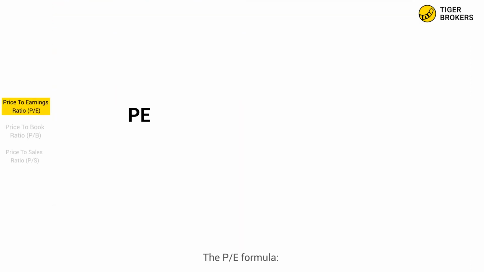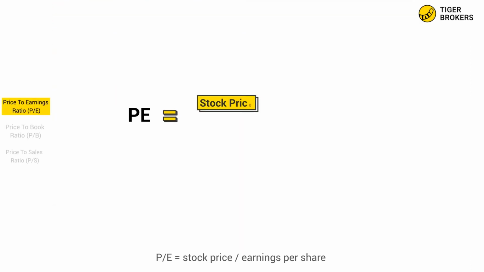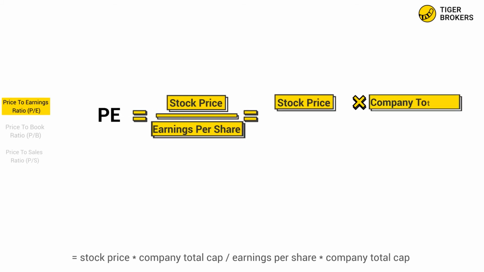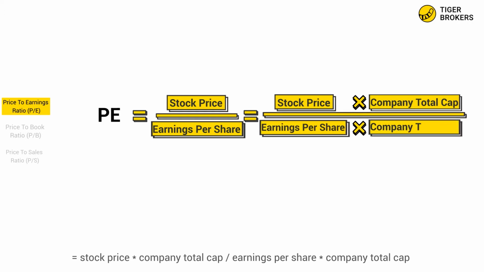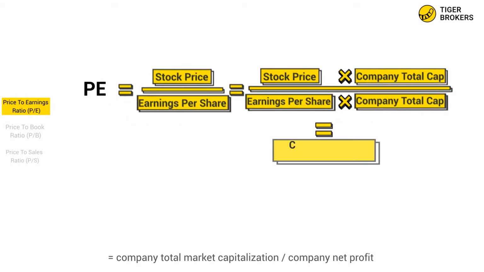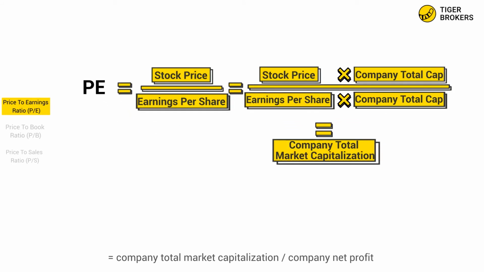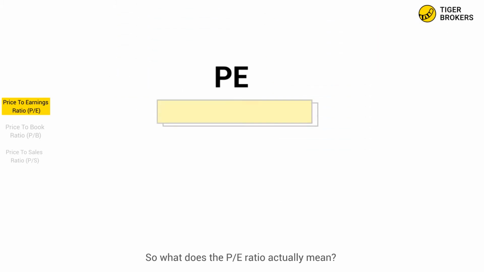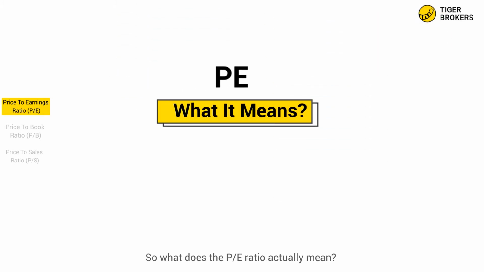The PE formula. PE equals total price divided by earning per share, equals stock price multiplied by company total cap divided by earning per share multiplied by company total cap, equals company total market capitalization divided by company net profit. So, what does the PE ratio actually mean? I'll share an example with you.